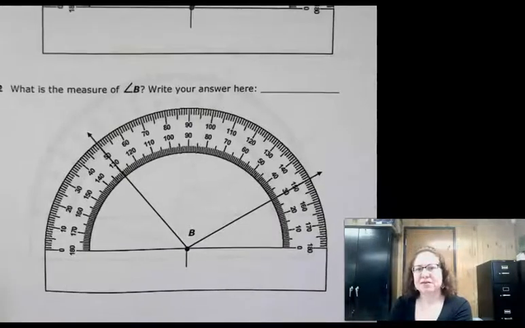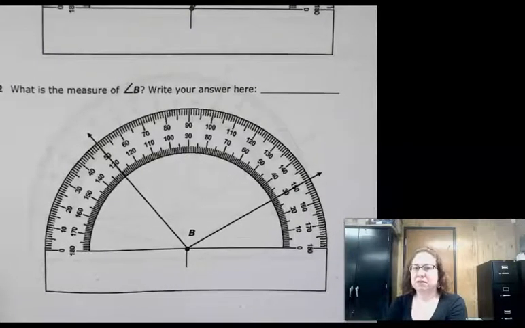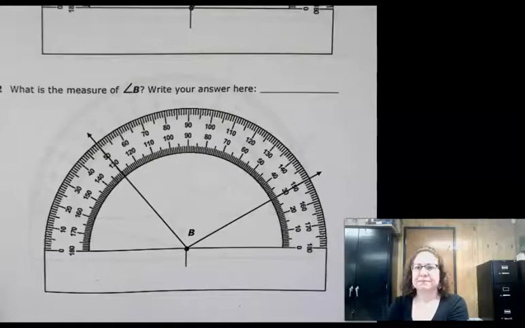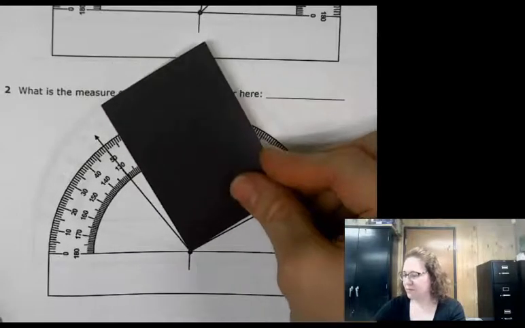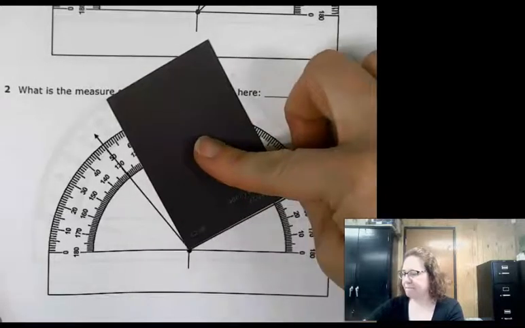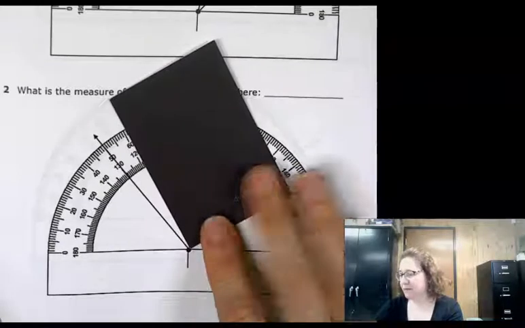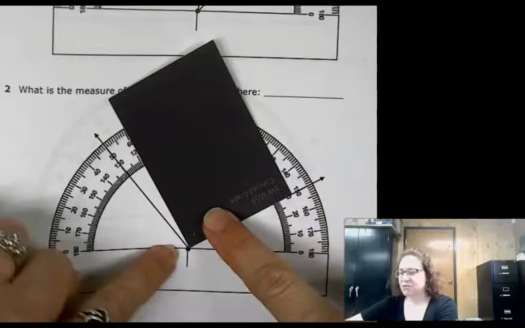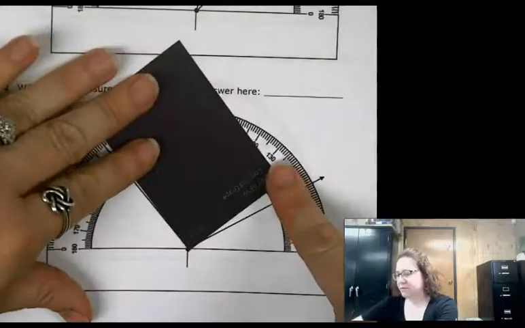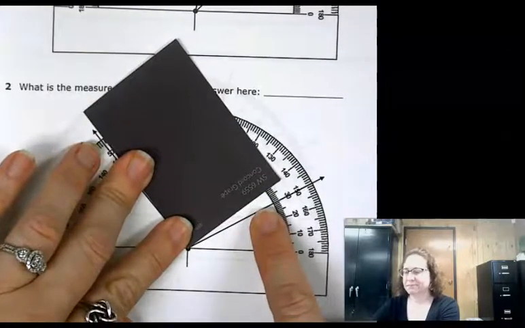What is the measure of angle B? Well, first of all, what type of an angle is B? Correct, it is an obtuse angle. When I put my square corner, I can see the other ray, so I know it's larger than 90. There's extra space here. I can do it on the other ray as well. I have extra space here.